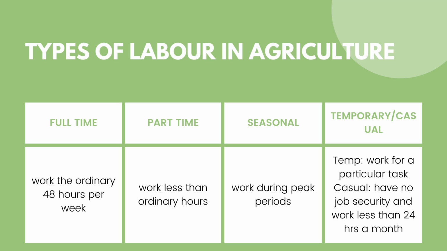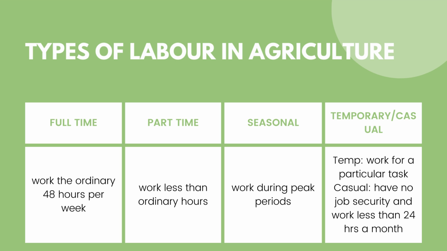So there are basically two types of labor, right? We have full-time or permanent, or what we call fixed labor, and we also have part-time, or temporary labor. All these types of laborers work different hours and have different benefits. So let's look at these. We've got full-time laborers, who work the ordinary 48 hours per week, and then they get their monthly payments, obviously salaries.